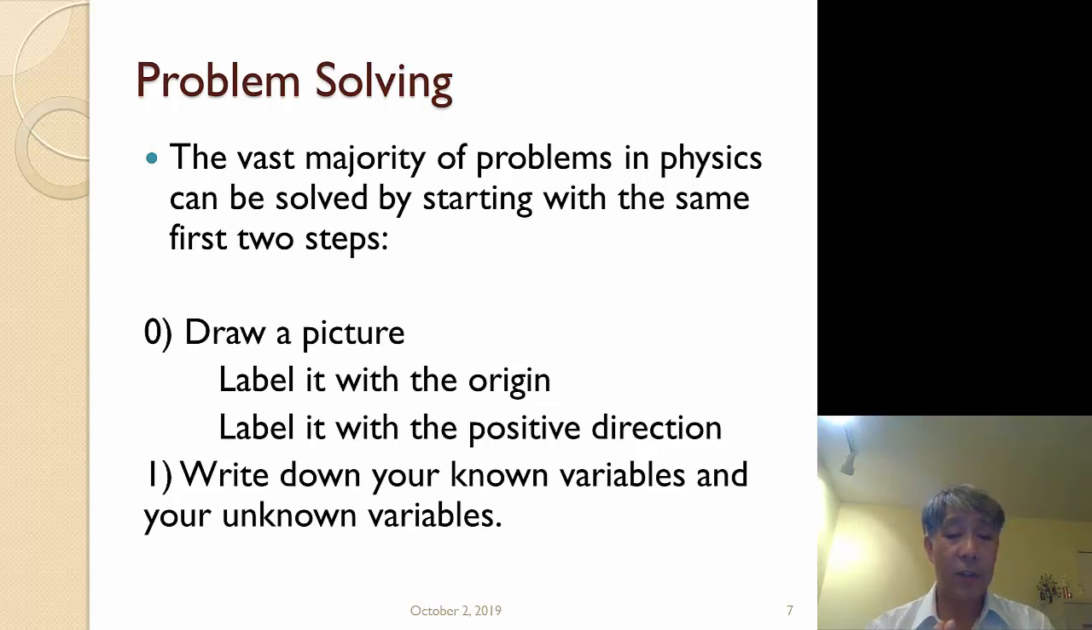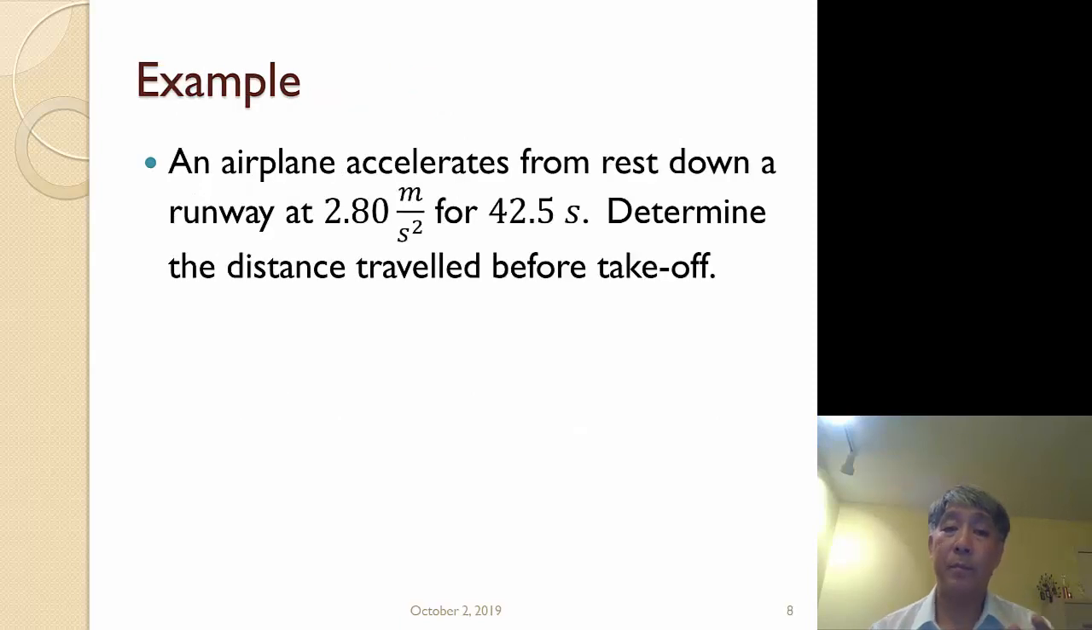The first step, though, really is to write down your known variables. In this case, my 5 variables: displacement, initial velocity, final velocity, acceleration, and time. So here's an example problem. I have an airplane that accelerates from rest down a runway at 2.80 meters per second squared for 42.5 seconds. Determine the distance traveled before takeoff.